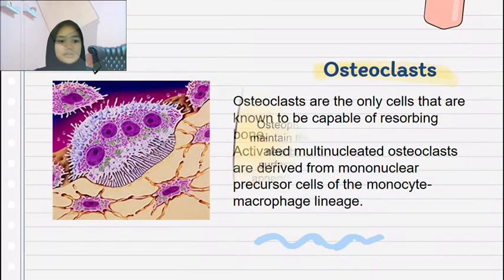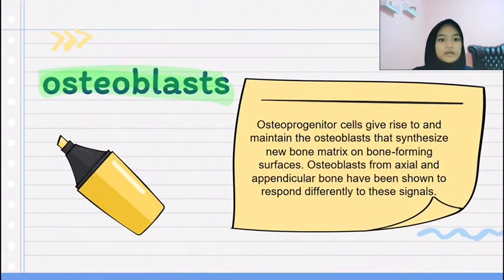Next, osteoblasts. Osteoprogenitor cells give rise to and maintain the osteoblasts that synthesize new bone matrix on bone-forming surface, the osteocytes within the bone matrix that support bone structure, and the protective lining cells that cover the surface of quiescent bone.